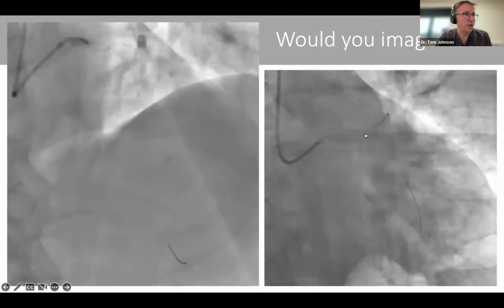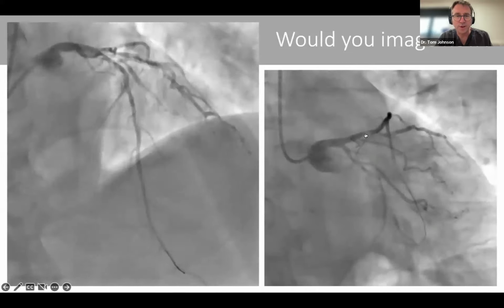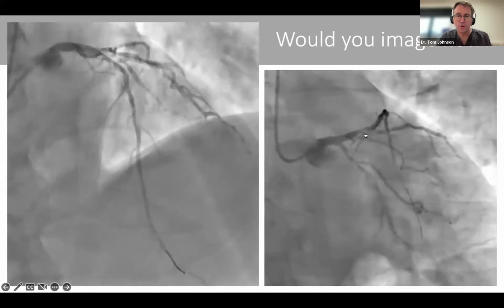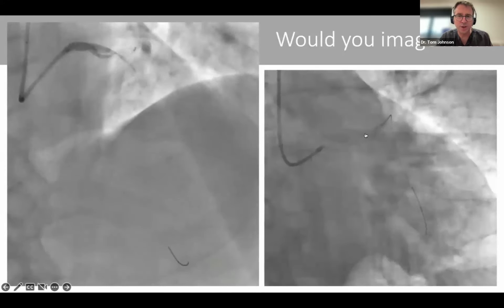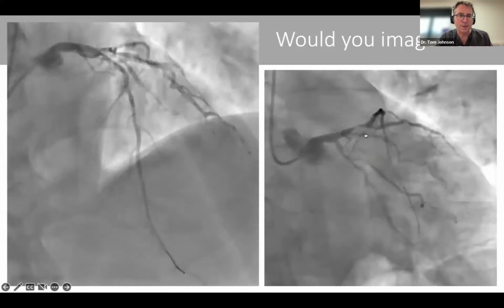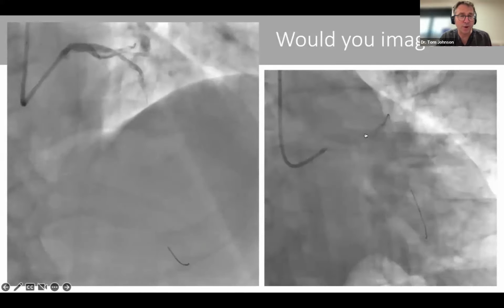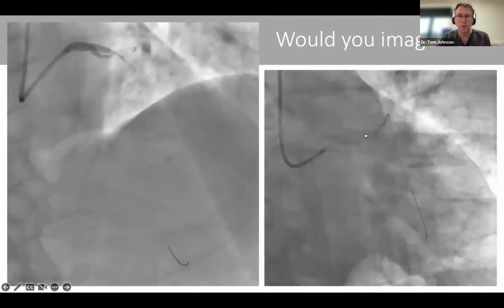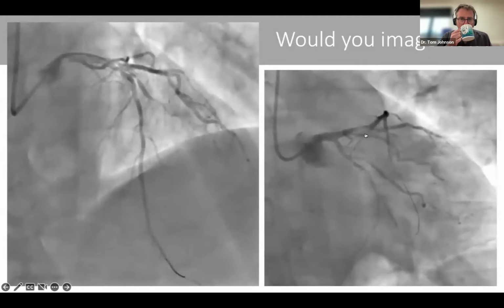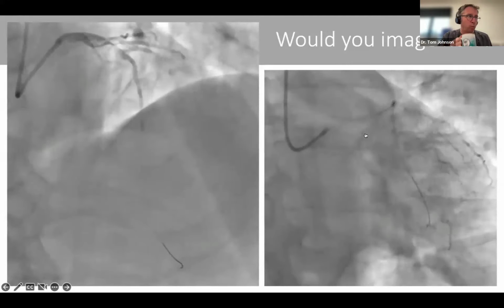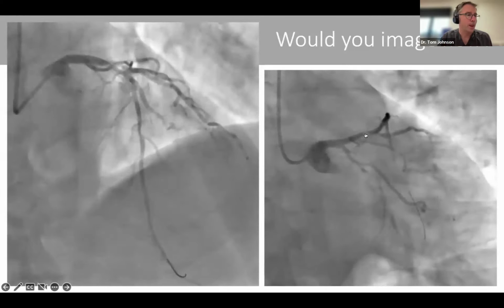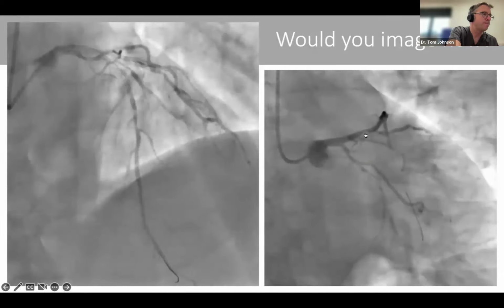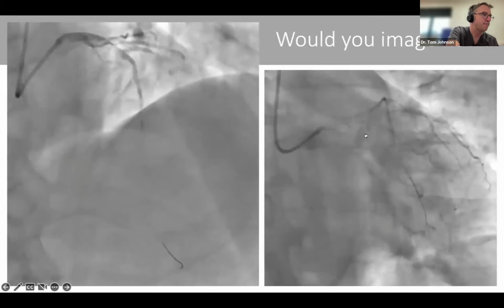I guess it'd be nice to hear from one of you as to, is this a case where you would be taking imaging up front, or do you just get on with your procedure and stent? And if so, then how far do you anticipate you might be stenting? I don't know whether anyone has any comments on that. Anyone?